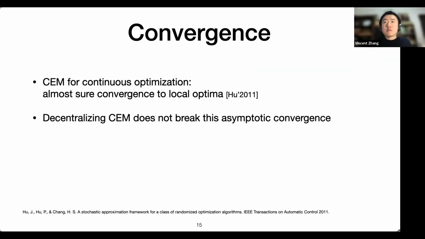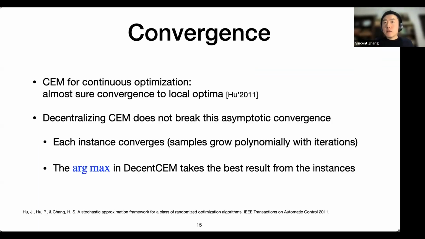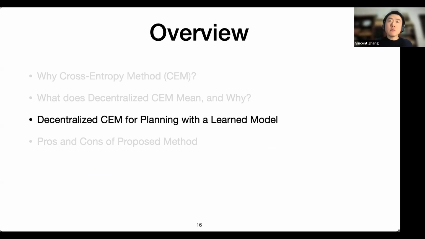Okay, so that concludes this part about decentralized CEM, which is still in the optimization setting of a single function. All right, so then I'm going to talk about how we can take this decentralized CEM and use it for planning with a learned model.